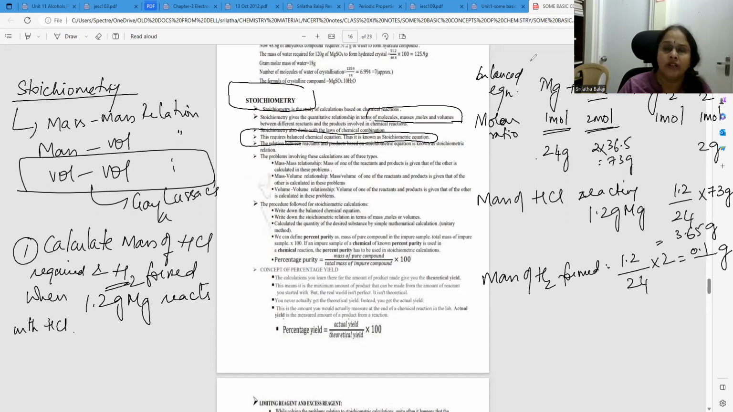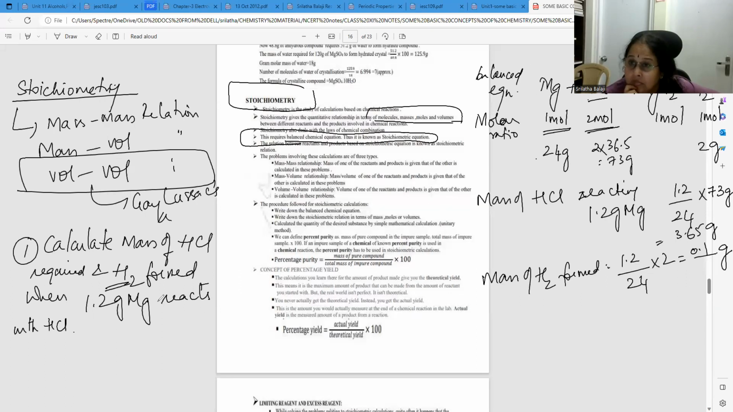Just a minute. Have you noted the students? I'll clear the screen. Excuse me, ma'am. Yeah, tell me. Ma'am, can you explain this again, ma'am? Okay. What is the chemical equation involved in this reaction, Evelyn? Magnesium reacting with HCl. What is the chemical equation?